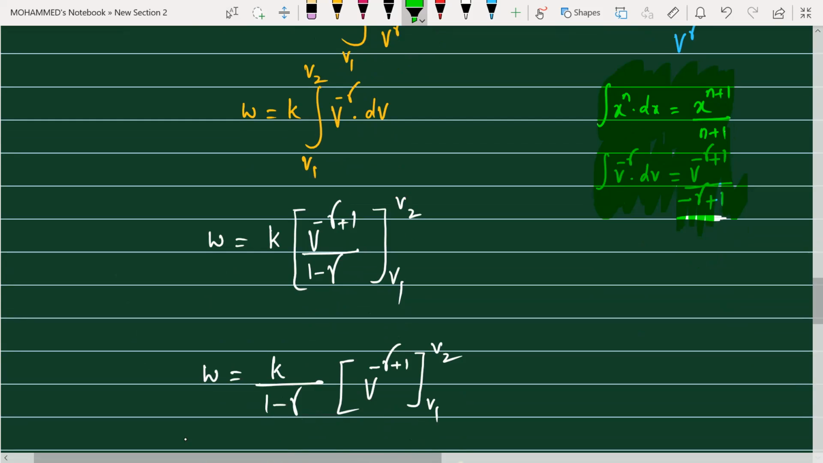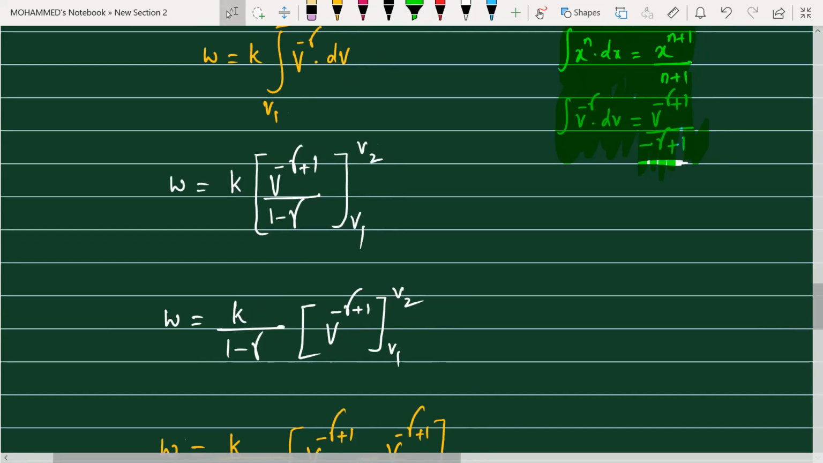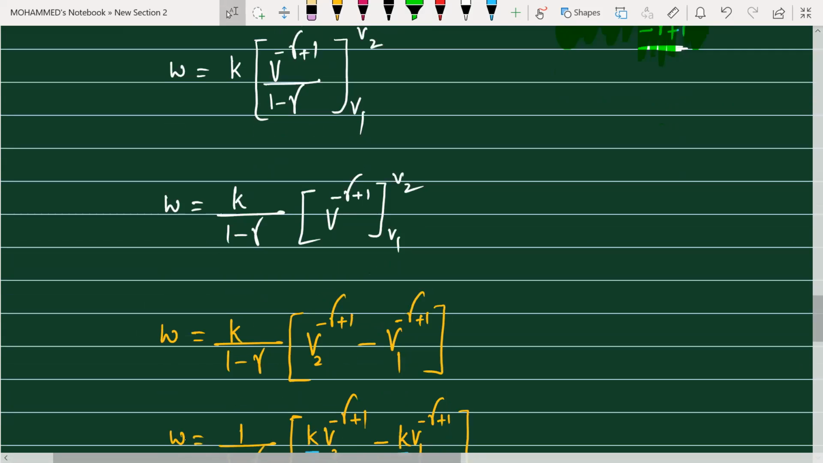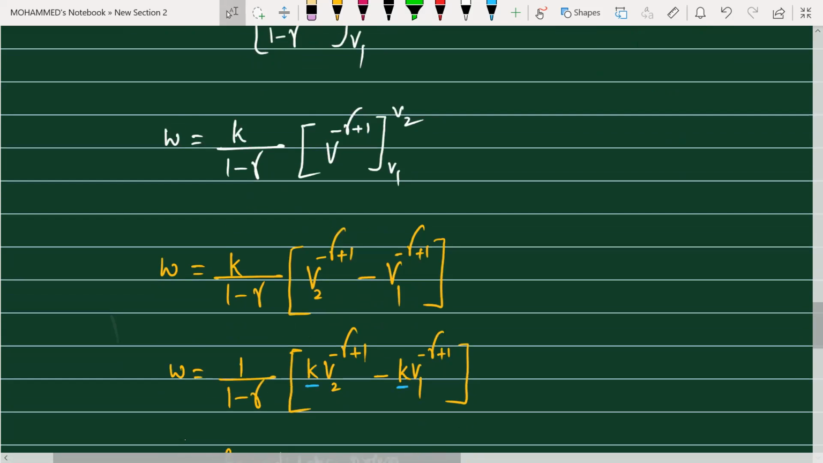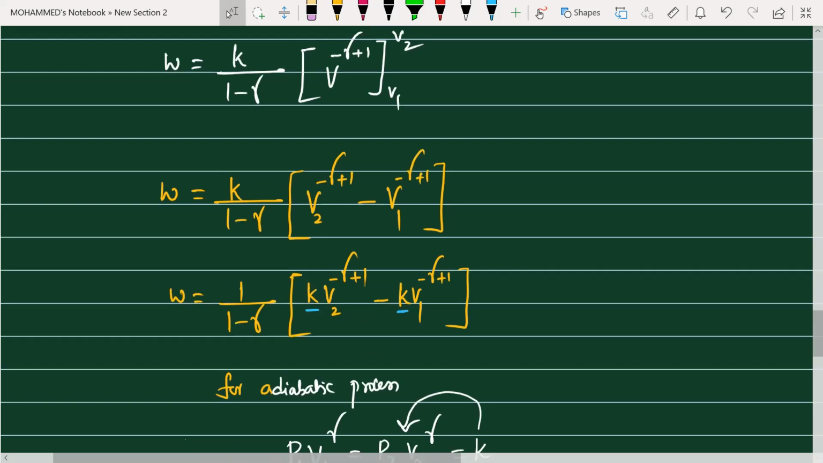Is this step clear for everyone? Chalo. K is now out, 1 minus gamma is also out. Substitute the limits in the V, beta. V to the power of minus gamma plus 1 means upper limit minus lower limit. So it is V2 to the power of minus gamma plus 1 minus V1 to the power of minus gamma plus 1. Okay, now take K again inside. So it is K into V2 to the power of minus gamma plus 1 minus K into V1 to the power of minus gamma plus 1.